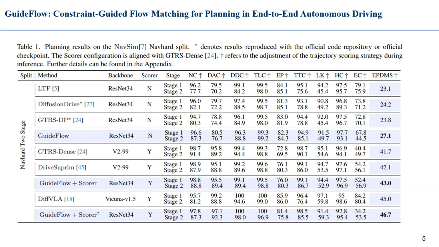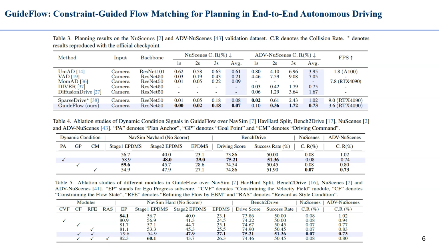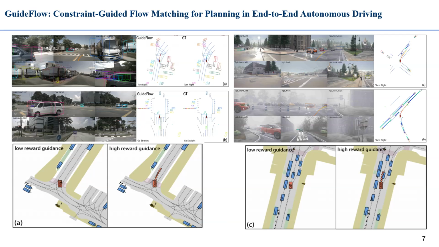Our method significantly outperforms other imitation learning methods as well as other generative methods, such as DiffusionDrive, on the NavSim dataset. In addition, ablation experiments demonstrate the effectiveness of our three constraint approaches. Interestingly, when using the RAS module, which encourages aggressive trajectory driving, the model's EP score increases, demonstrating the effectiveness of our guidance approach. We provide some visualizations.